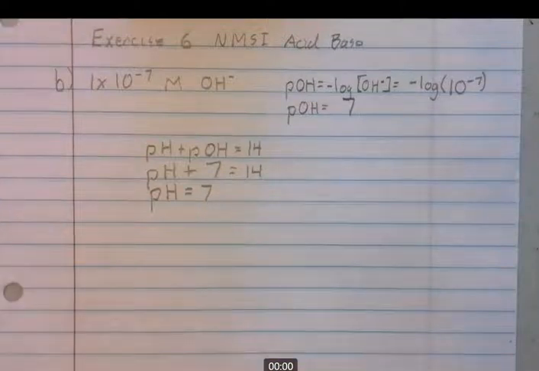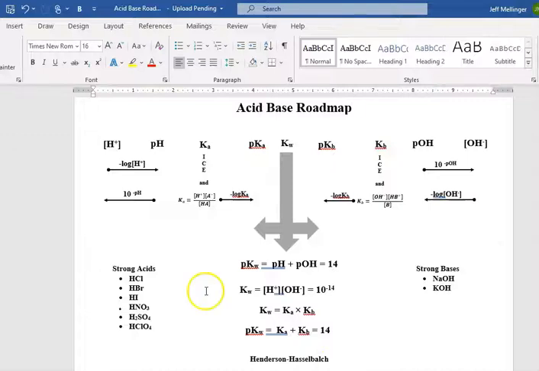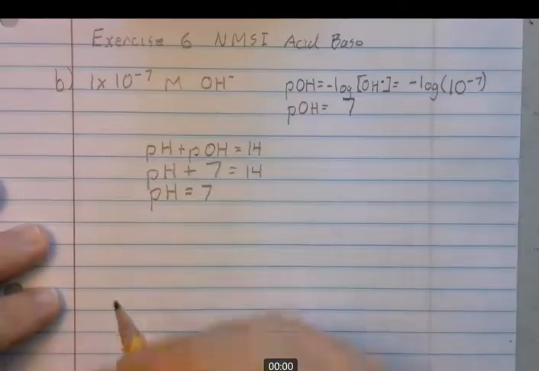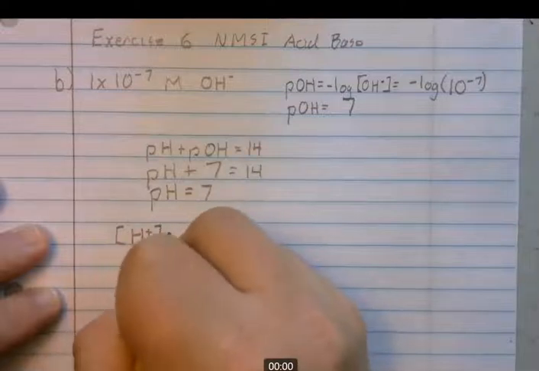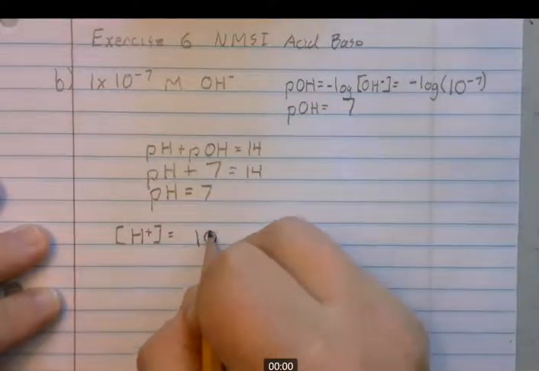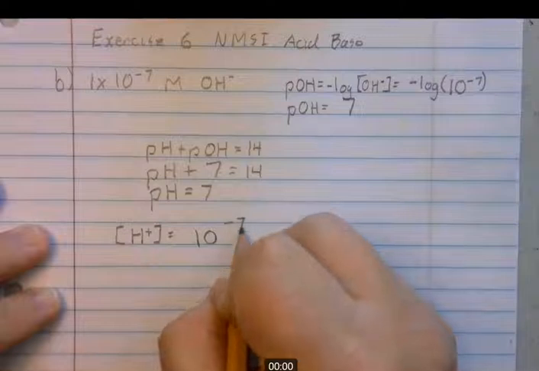So we come back to the roadmap and we want to get the H plus concentration starting with pH. So we use this arrow down here, and so you raise 10 to the negative whatever value of pH you have, and the value of pH we have is 7. So let's go back. So the H plus concentration is 10 to the negative 7.